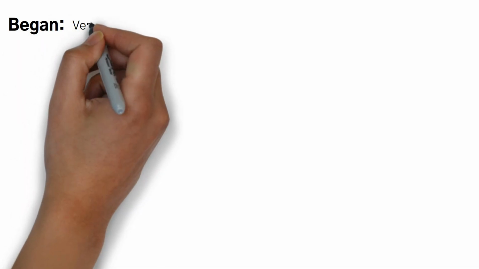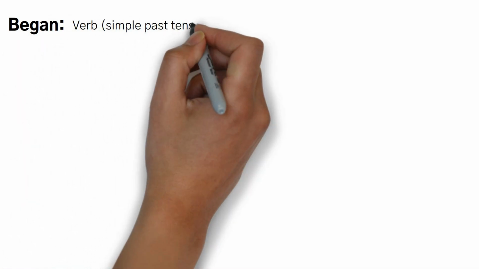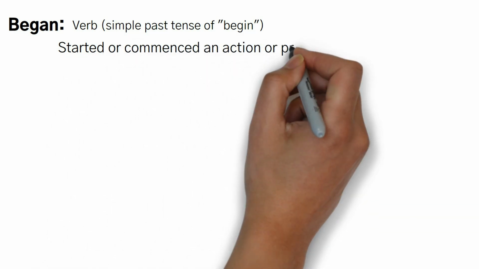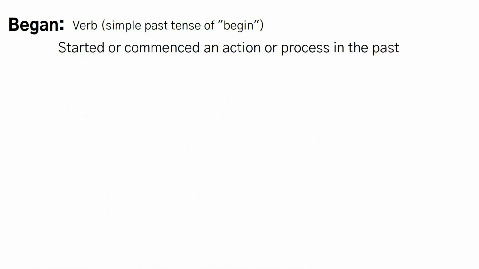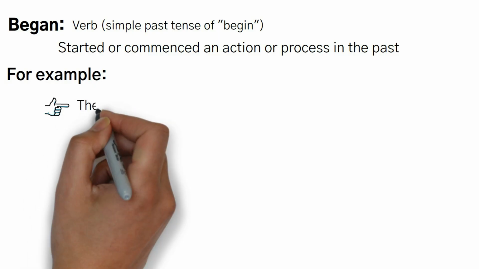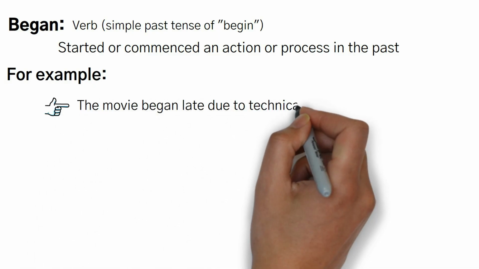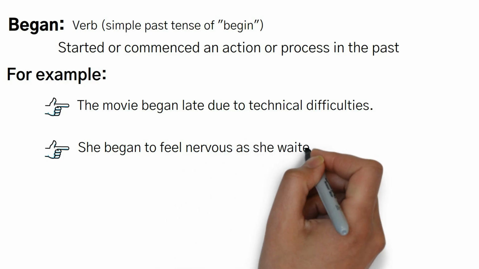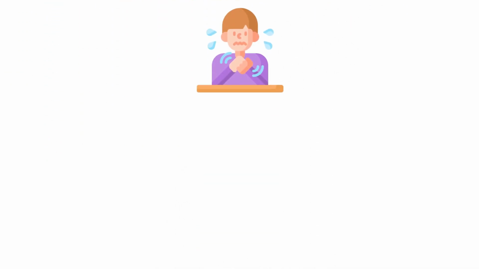Began, verb, simple past tense of begin. Started or commenced an action or process in the past. For example, the movie began late due to technical difficulties. She began to feel nervous as she waited for the results.